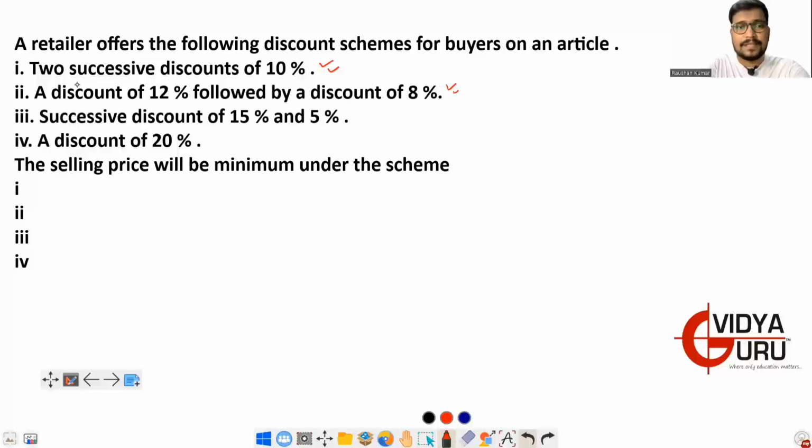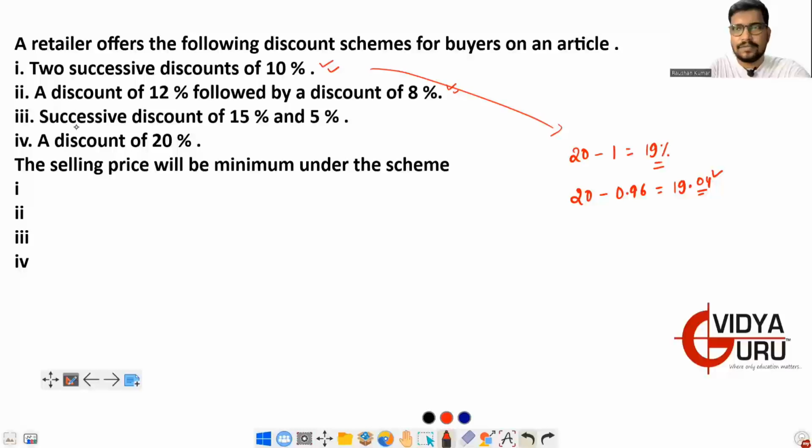What does it mean? The first part is 10% two times. If you use the formula, it will be 20 minus 10 into 10, which is 100 upon 100, that is 1. So from here, for the first part, we get 19% discount. For the second part, 12% followed by 8%: 12 plus 8 is 20, minus 12 into 8, which is 96, 96 upon 100, equal to 0.96. If you subtract it, you get 19.04.